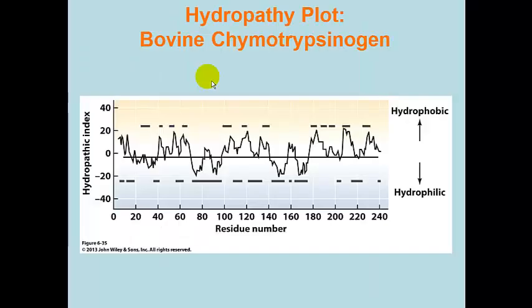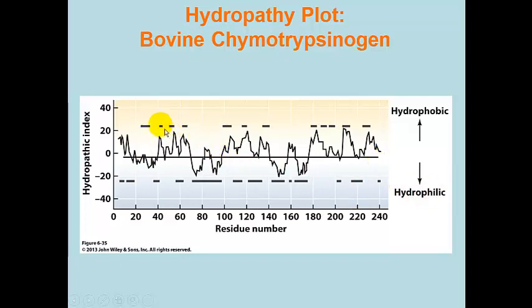Hydropathy plots depend on what scale you're using. It could be the Kyte-Doolittle plot, which is probably the most famous plot. If you take the numbers assigned to each amino acid, their hydropathy, and plot them against their amino acid number in the primary sequence, you get a graph that looks like this. The hydrophobic regions in the Kyte-Doolittle plot are more positive. The hydrophilic regions are more negative.